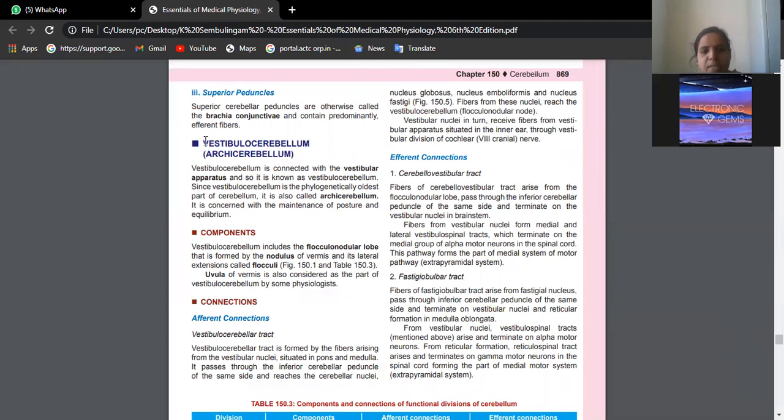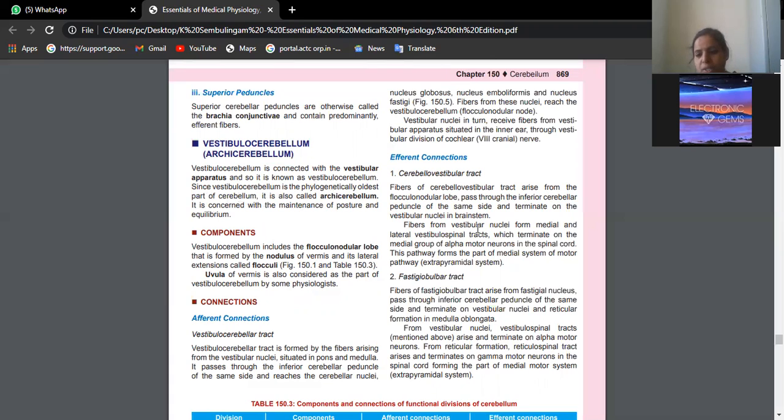First of all, we start with the vestibulocerebellum, also called the archicerebellum. That means this is the primitive part, phylogenetically the oldest part of the cerebellum. It is found in all living creatures which are vertebrates. Even in animals we find this flocculonodular lobe, because in them also we see the maintenance of posture, balance and equilibrium. The vestibulocerebellum is concerned with this.